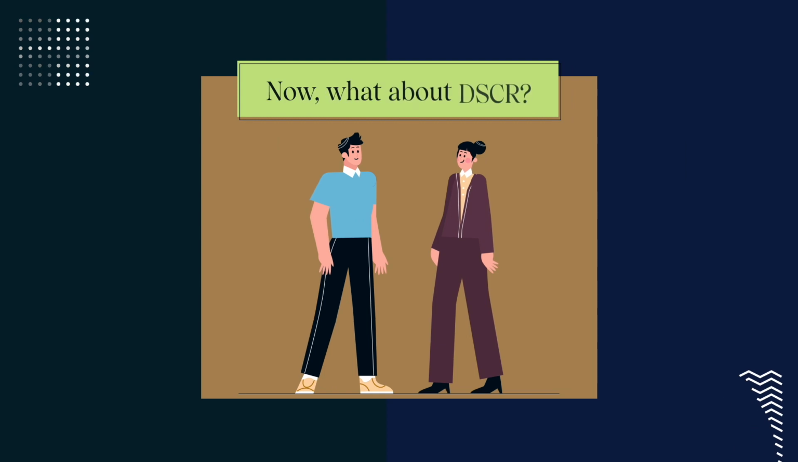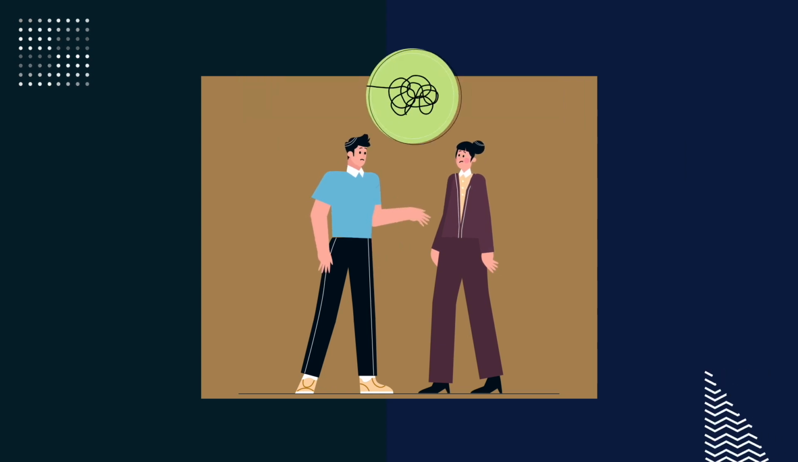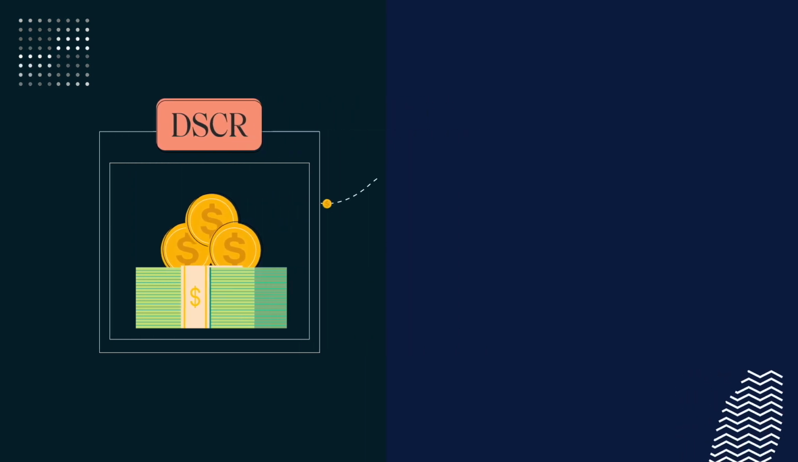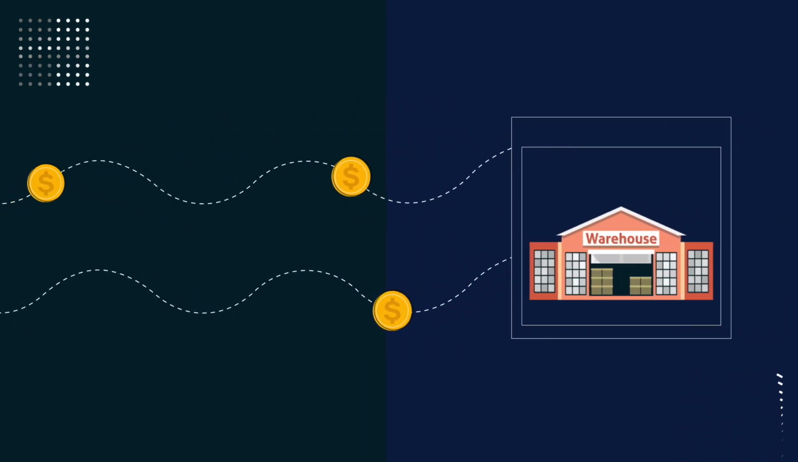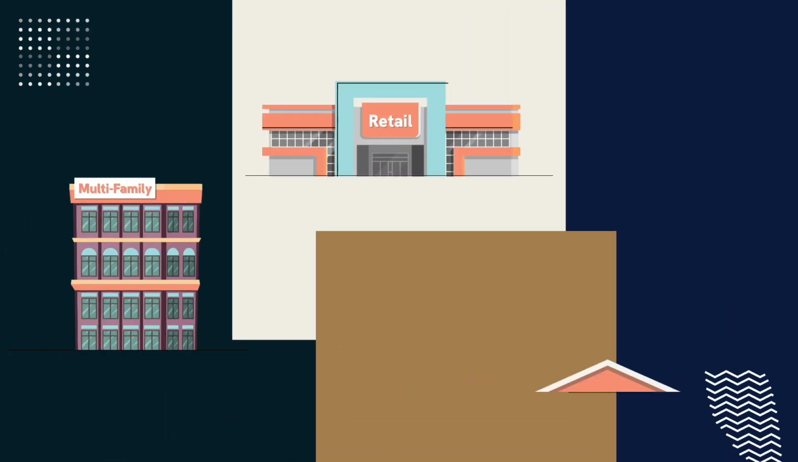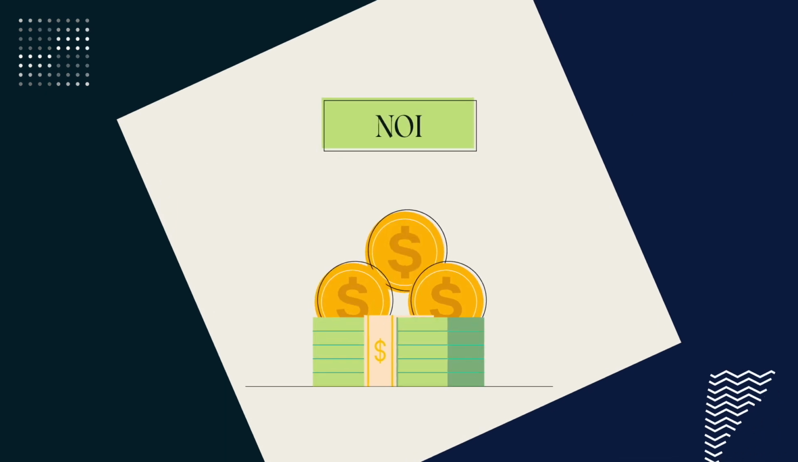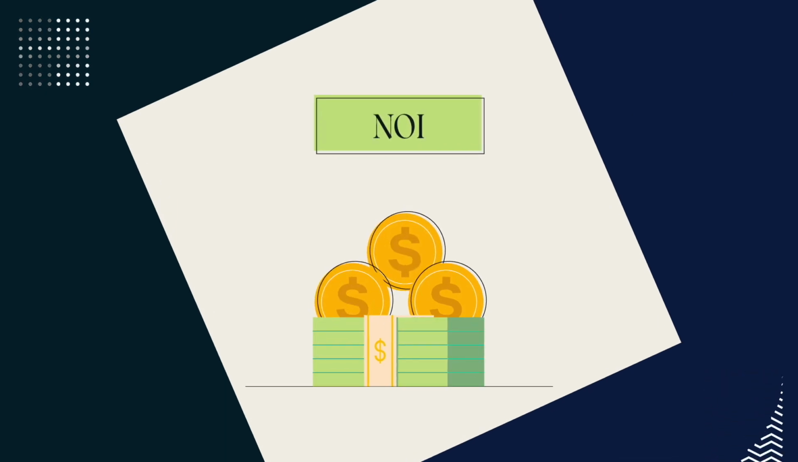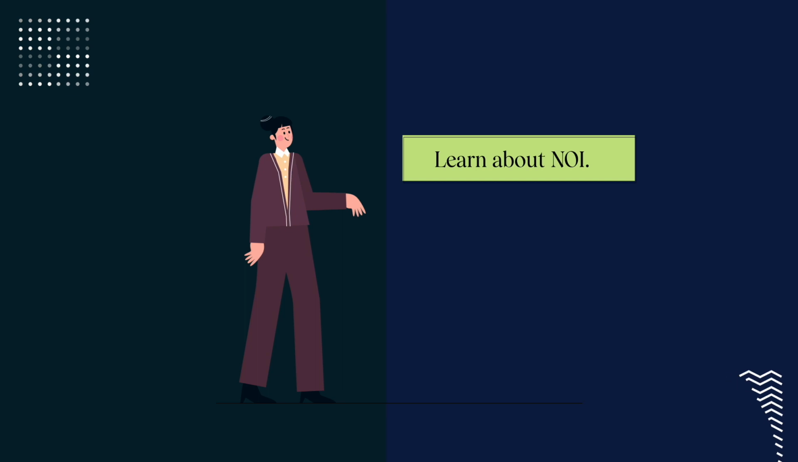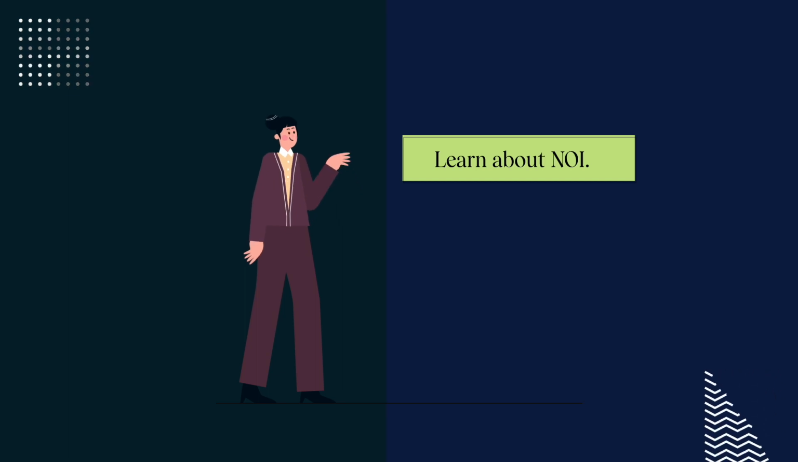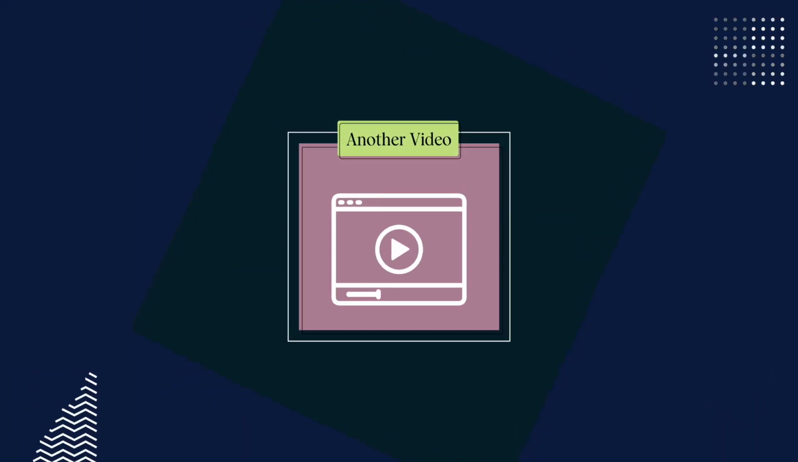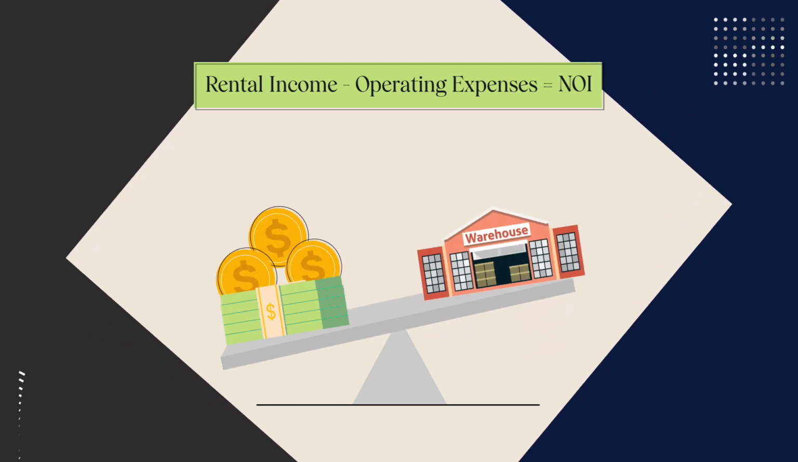Now, what about DSCR? It might seem a little more complicated, but we've got this. DSCR is basically an expression of how well the cash flow from an investment property covers the loan payments. It's only applicable to investment properties because one of the necessary parts of the equation is net operating income, or NOI. If you'd like to take a deeper dive into NOI, see the link in the description below. We've got another video that's devoted entirely to the topic. For the time being, let's keep it simple. NOI is rental income minus operating expenses.